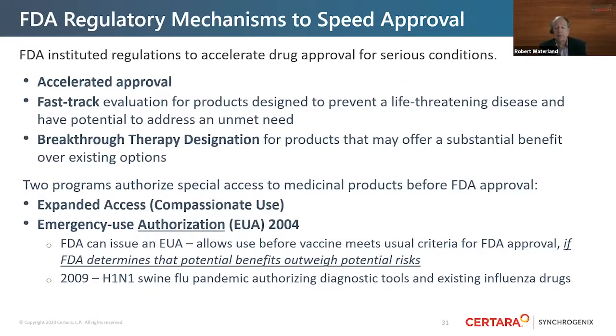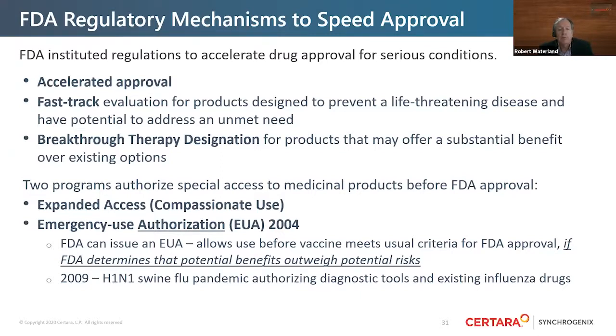So what did FDA do about it? This is not just a problem for vaccines, it's a problem for drugs in general. So FDA has, of course, instituted regulations to accelerate drug approval for serious conditions. There are 3 main programs. Accelerated approval, which gives permission to market a medical product based on a surrogate measure. That's really important for vaccines. That surrogate measure is usually antibody levels for vaccines.